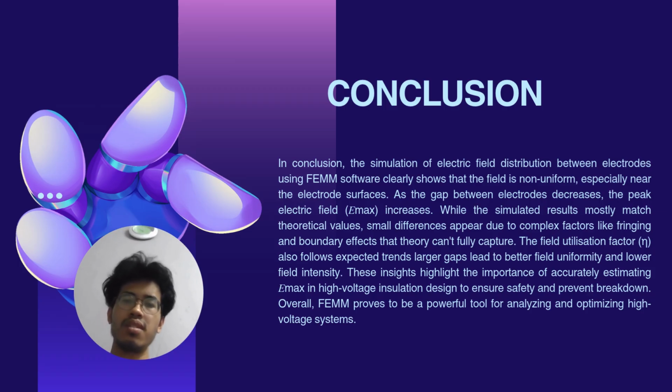For the conclusion, the simulation of electric field distribution between electrodes using FEM software clearly shows that the field is non-uniform, especially near the electrode surface. As the gap between electrodes decreases, the peak electric field Emax increases, while the simulation results mostly match the theoretical value. Small differences appear due to complex factors like fringing and boundary effects that theory cannot fully capture.